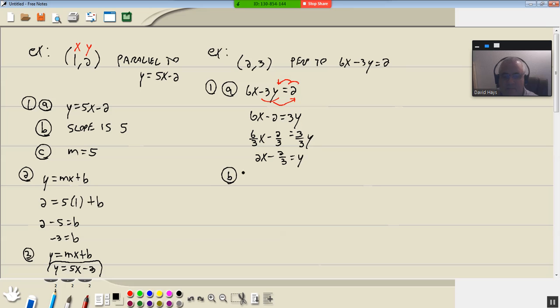We had to solve for y. Now our second substep says to identify the slope. Well, the slope is 2, whatever number's in front of your x.